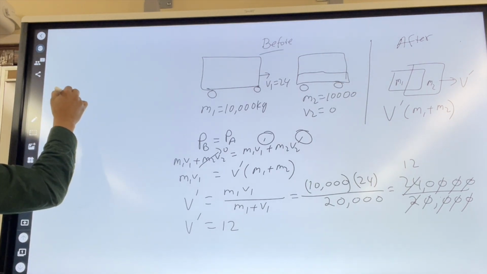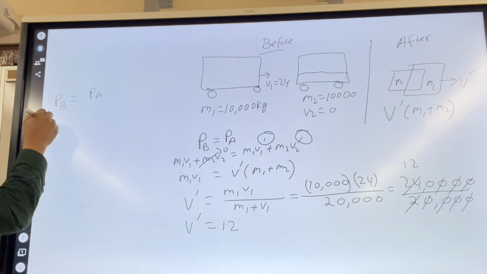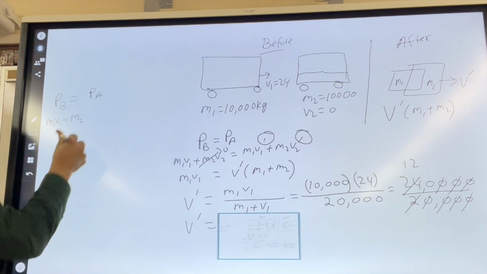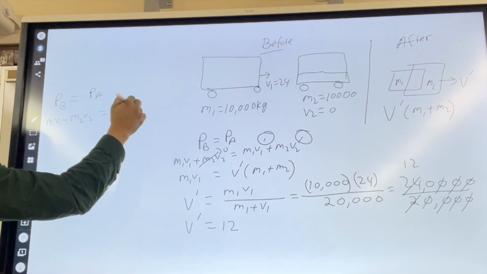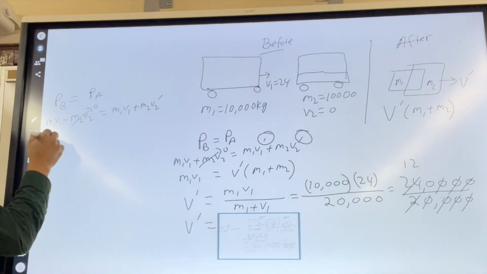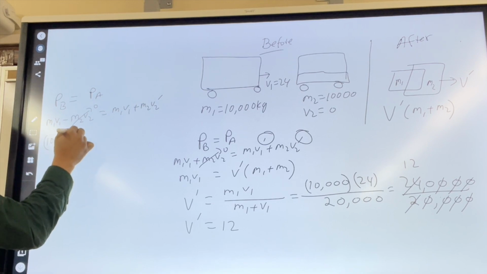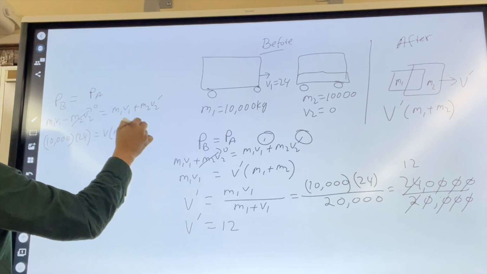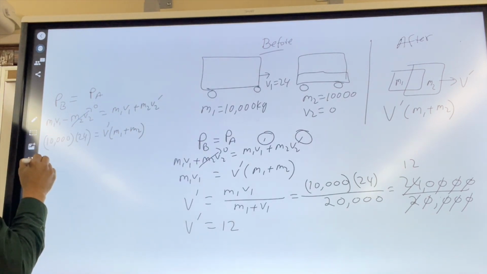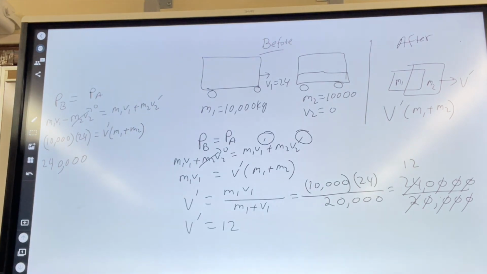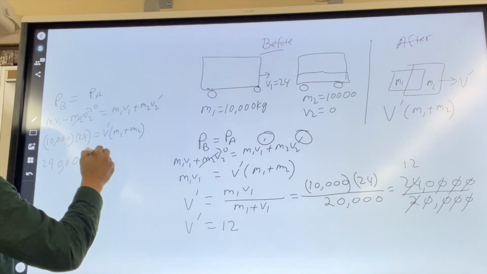Momentum before is equal to momentum after. M1 V1 plus M2 V2 is equal to M1 V1' plus M2 V2'. M2 V2 is 0. M1 is 10,000, V1 is 24. Alright, 240,000 is equal to 240,000.